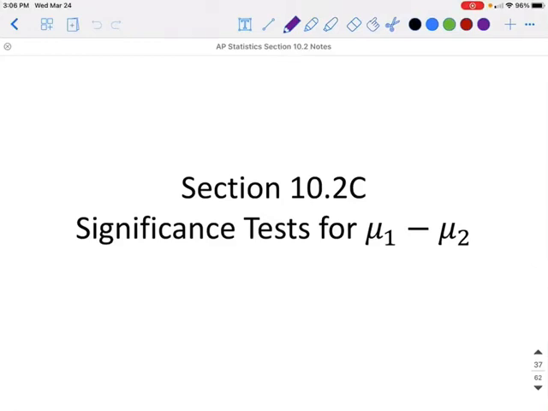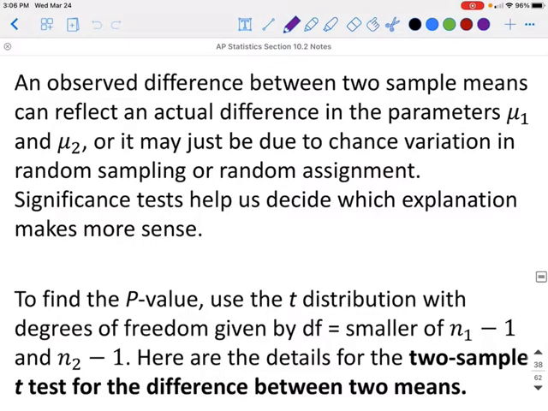This is section 10.2, part C, significance test for mu1 minus mu2. An observed difference between two sample means can reflect an actual difference in the parameters mu1 and mu2, or it may be just due to chance variation in the random sampling or random assignment. Significance tests help us decide which explanation makes more sense.